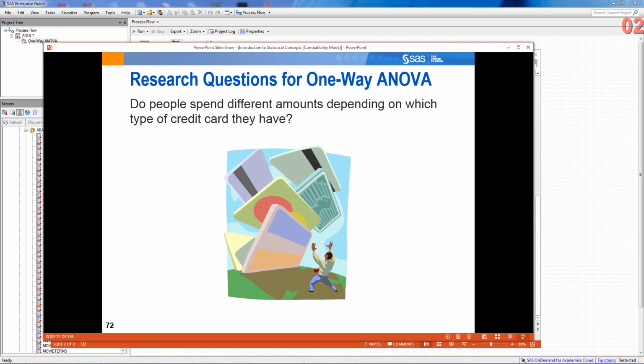Another example may be you may have data on different credit cards that people have, and also the amount of money they spend on these credit cards, and we could see if there's any correlation between the type of credit card and the amount of money they spend.